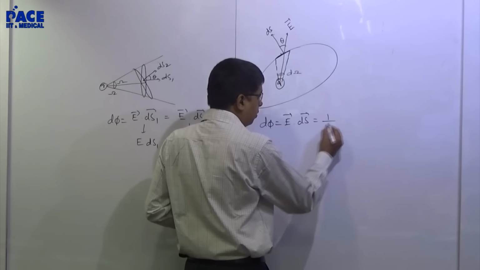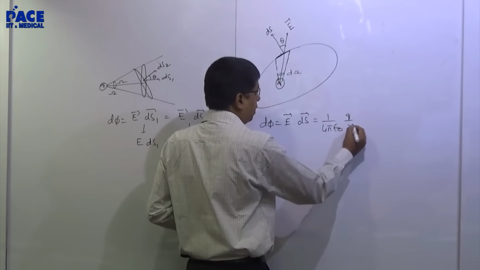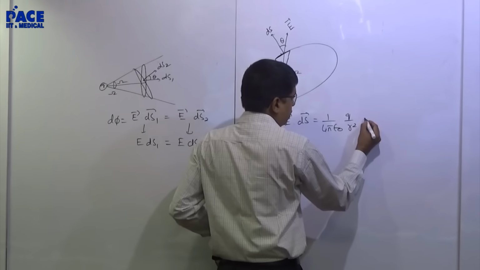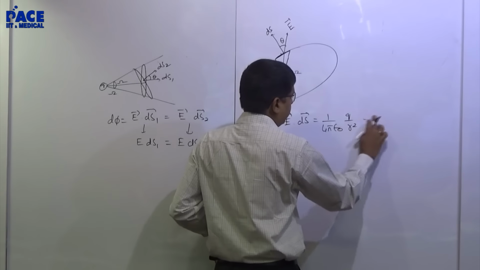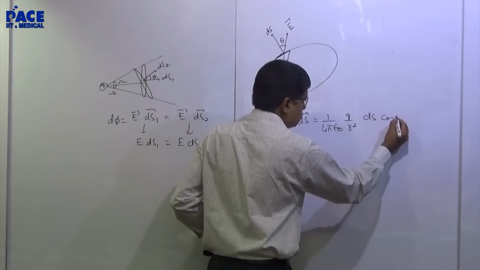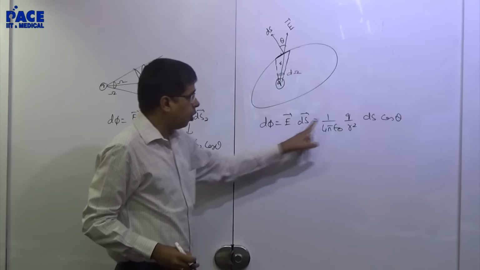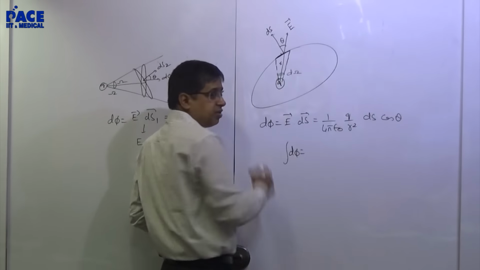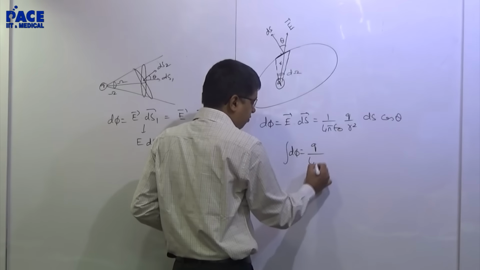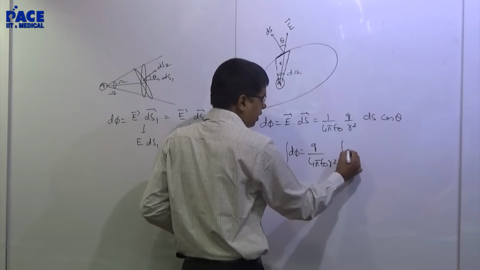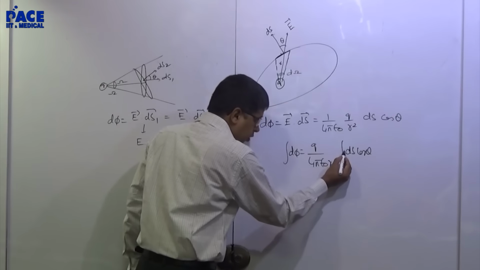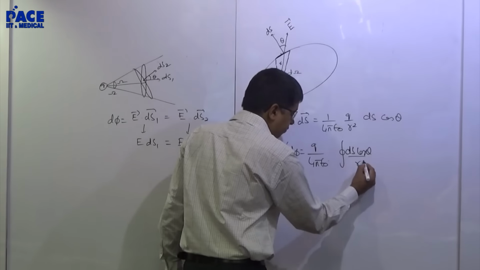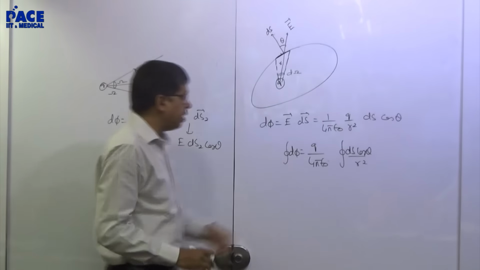This will be E, 1 by 4 pi epsilon naught q by r square, ds, area vector, ds, solid angle into, wait, let's directly keep that as ds temporarily, ds cos theta, ds cos theta because of the dot product. Integral d phi will be the total flux through whole of the surface. This will be q by 4 pi epsilon naught r square integral ds cos theta. Closed integral is the symbol to be used. Why are you emphasizing for closed integral? Because now ds cos theta by r square, have a look at it.